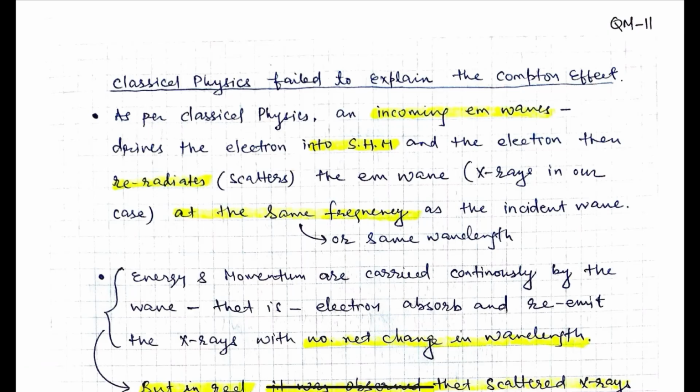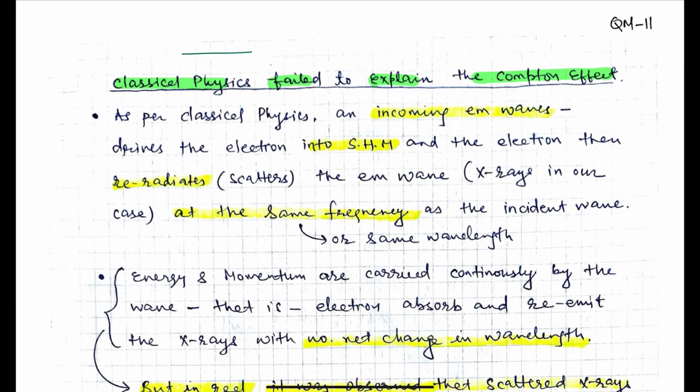So let me tell you very clearly that this Compton effect for some reason was not explained by classical physics. Classical physics failed to explain the Compton effect. Let us see why, this is very interesting. Why could classical mechanics not explain the Compton effect? As per classical physics, an incoming electromagnetic wave drives the electron into SHM. So whenever the electromagnetic waves strike the electrons, they go into SHM, and the electron then re-radiates.